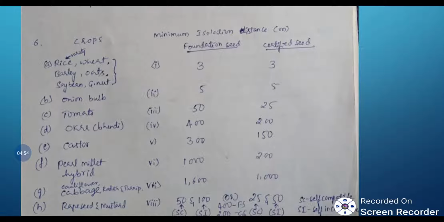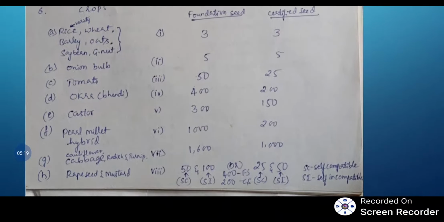When we talk about okra or bhindi, this has 400 meters for foundation and 200 meters for certified seed. When we talk about castor, it is 300 meters for foundation and 150 meters for certified seed. Pearl millet or bajra hybrids have 1000 meter isolation distance for foundation seed and 200 meters for certified seed.